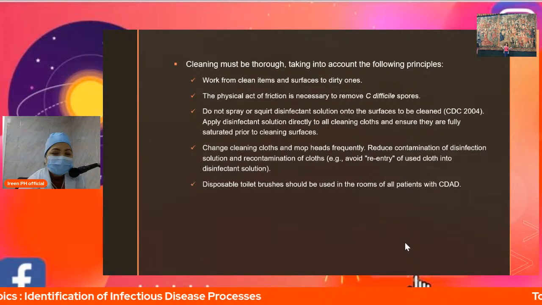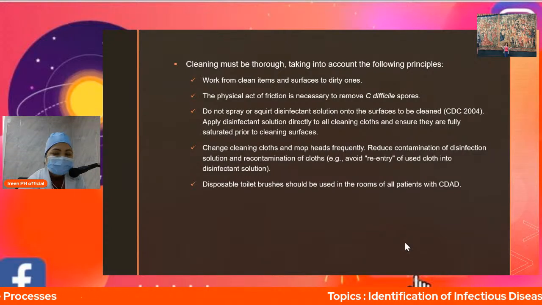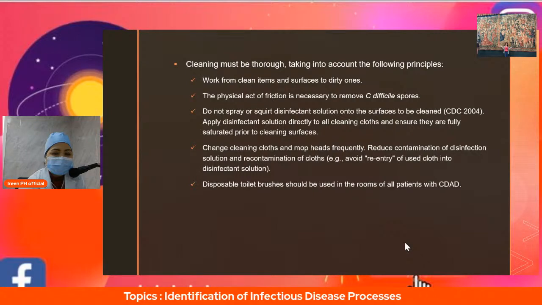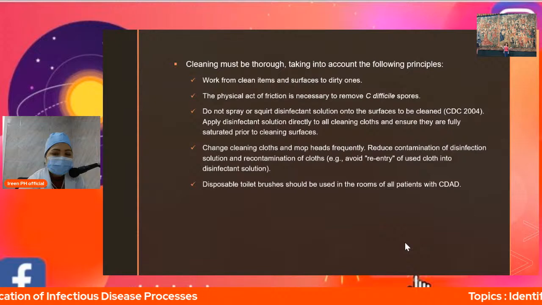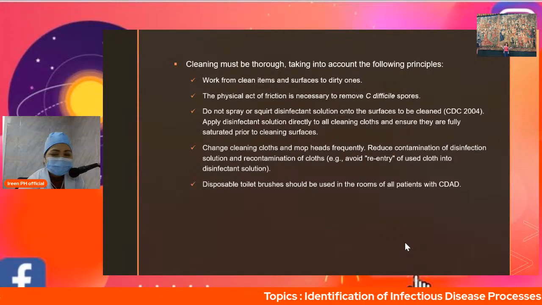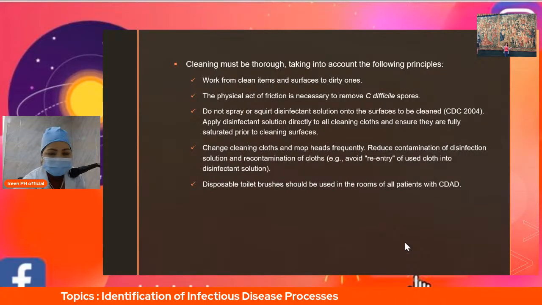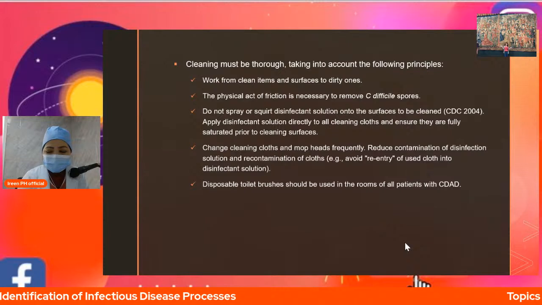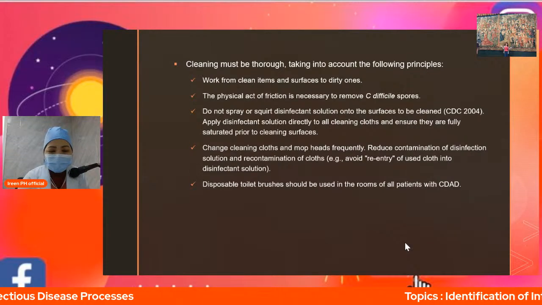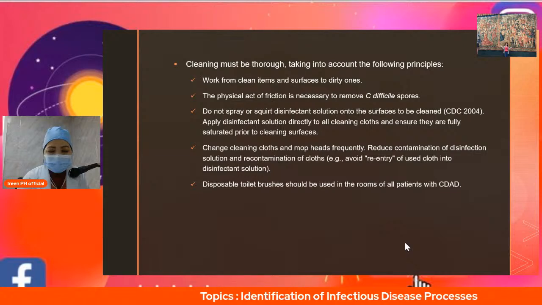Do not spray or squirt disinfectant solutions onto the surface to be cleaned. Change cleaning cloths and mop heads frequently. Disposable toilet brushes should be used in the rooms of all patients. Of course, you need to dispose of them. It must be disposable.